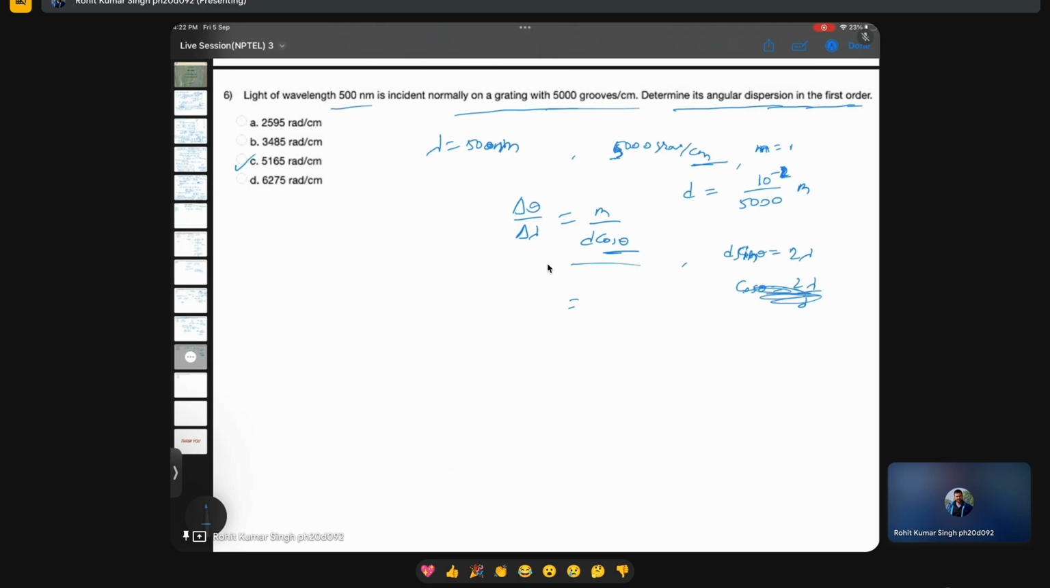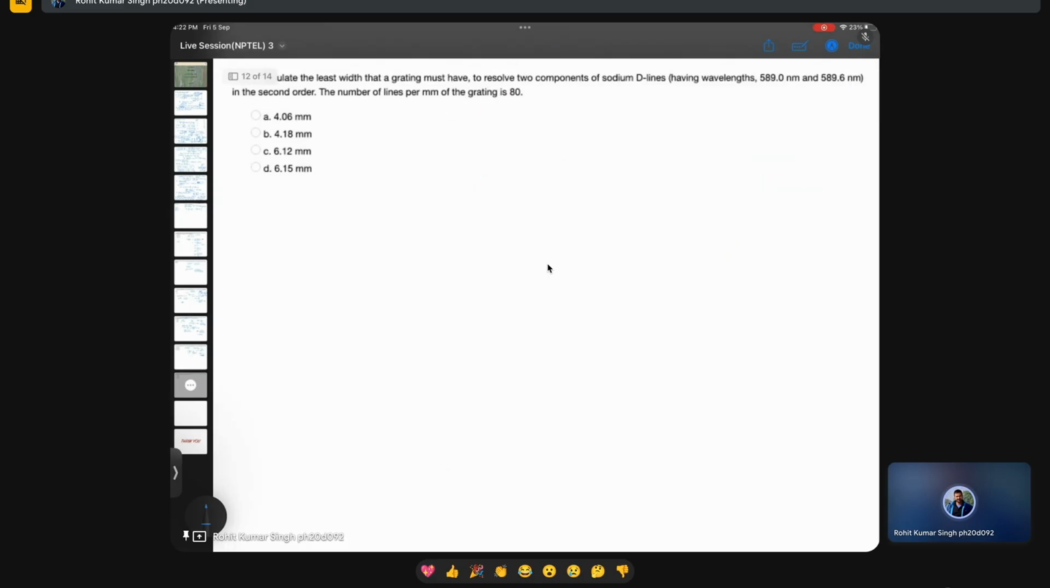Okay, so the option is this one. You can solve it and get the answer. So I mean, you have to just find out what is given in the problem and use the formula that is appropriate for it. There are just a few formulas. Okay, then let's move to the next problem.